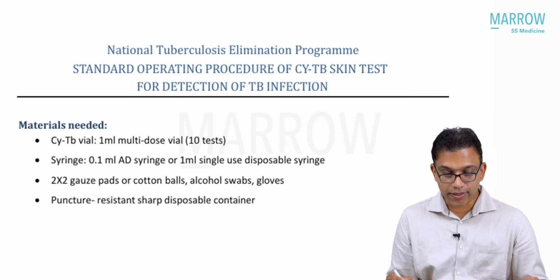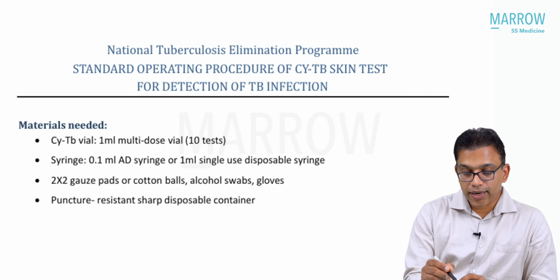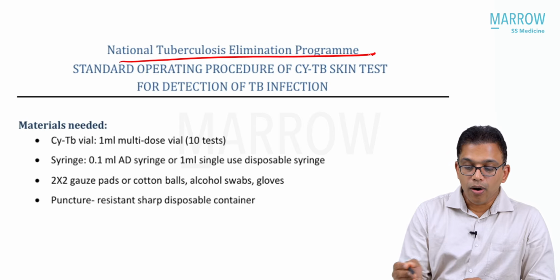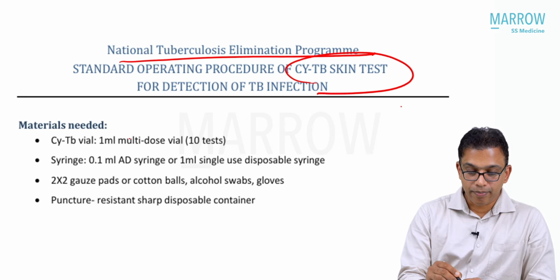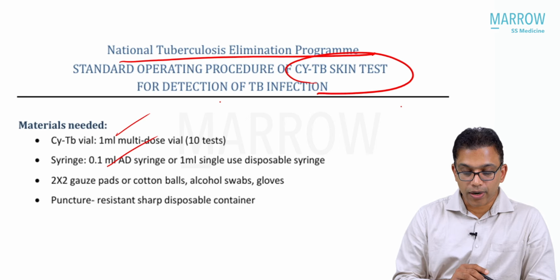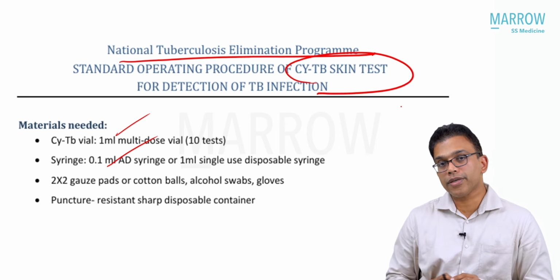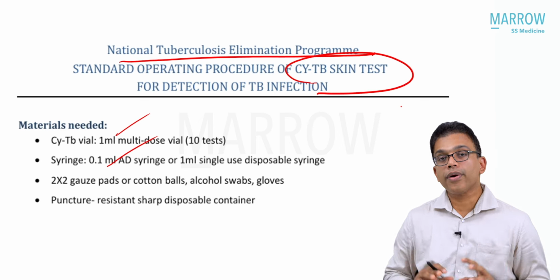We have already discussed that, and please go through this guideline, the National Tuberculosis Elimination Program guideline on the CYTB skin test. 1 ml vial, each injection 0.1 ml. All those important information have been discussed in that. You should download it and go through it.